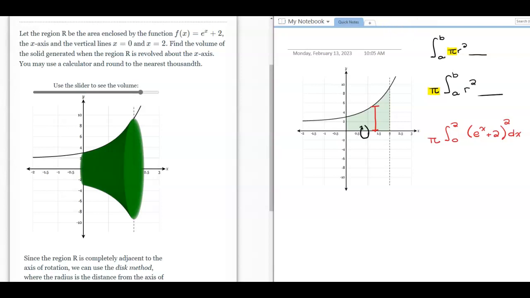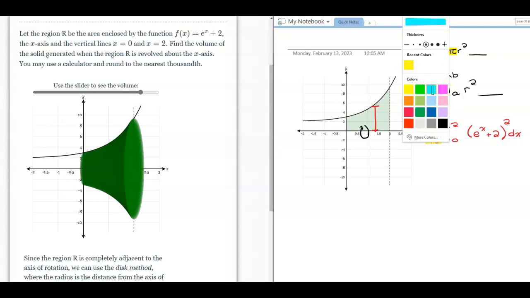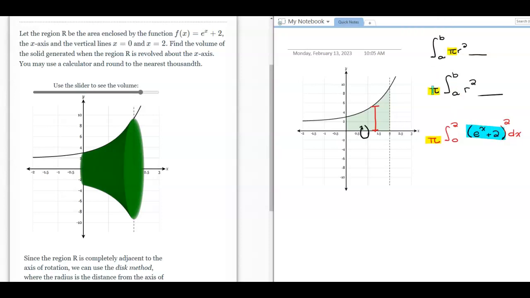And do not have bad algebra when you're typing this into your calculator. Make sure your constant is out here, and then please do not forget your parentheses. We are squaring this entire expression. All right, that is my entire radius. We are squaring that entire expression. Typically every year I've got to yell shame to a few students because this is what they'll write: e to the x plus 2 squared, and then they'll say dx. No. That entire expression is being squared, so pi r squared.